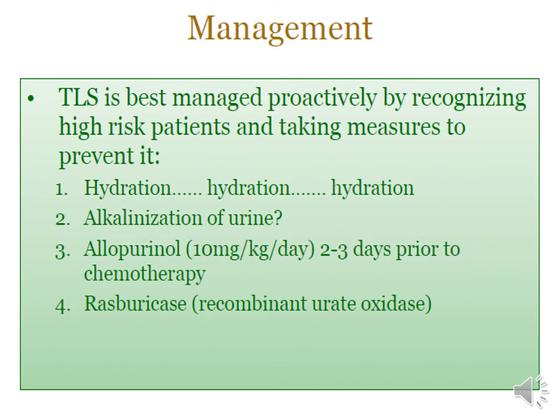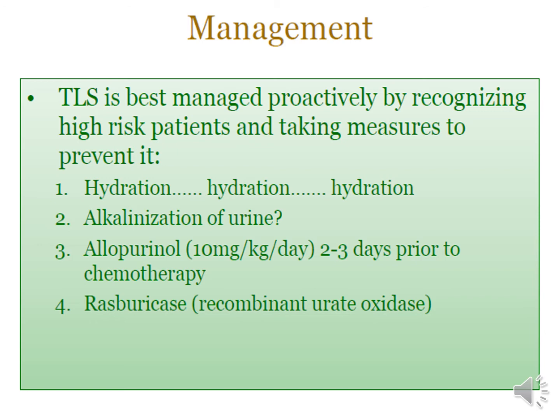And tumor lysis syndrome is best managed proactively. Why? Because we have to recognize the high-risk patients and we have to take measures to prevent it before it happens. And what are the best measures to guard against tumor lysis syndrome? Of course, good hydration. And of course, we can do what we call alkalinization of urine by giving sodium bicarbonate, because this will neutralize the uric acid crystals, preventing them from precipitating in the kidney.